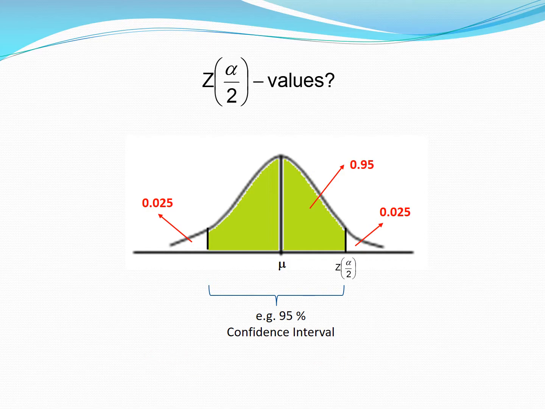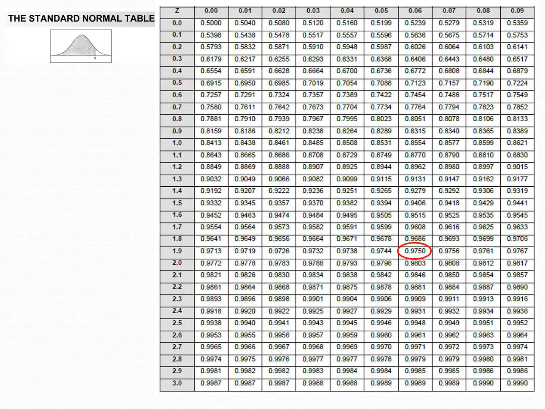So you won't look at a probability value of 0.95, but you will look at 0.95 plus 0.025. So that means we will look at the probability of 0.975. If we look for a probability of 0.975 in our z-table, that means that our alpha over 2 value will be 1.96 for a 95% confidence interval.